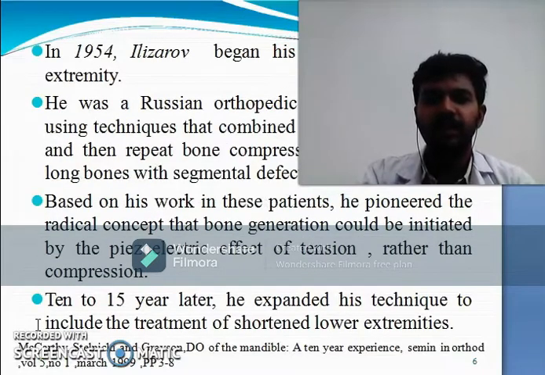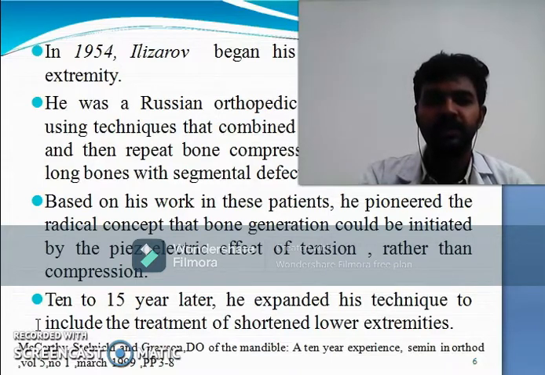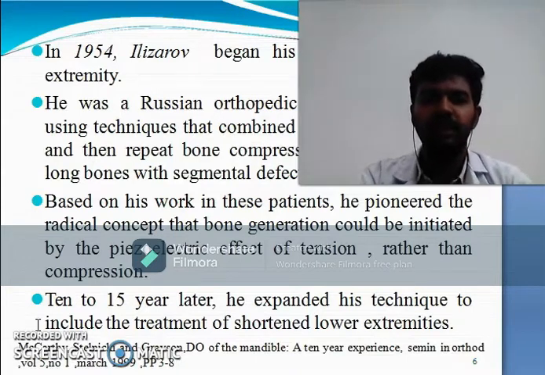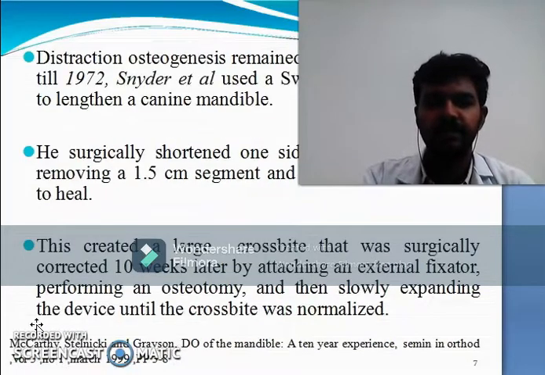In 1954, Ilizarov began his work on the lower extremity. He was a Russian orthopedic surgeon who began using a technique that combined compression, tension, and then repeat bone compression to heal fractured long bones with segmental defects. Based on his work in these patients, he pioneered the radical concept that bone generation could be initiated by the piezoelectric effect of tension rather than compression. 10 to 15 years later, he expanded his technique to include the treatment of short lower extremities. Distraction osteogenesis remained a long bone treatment until 1972.